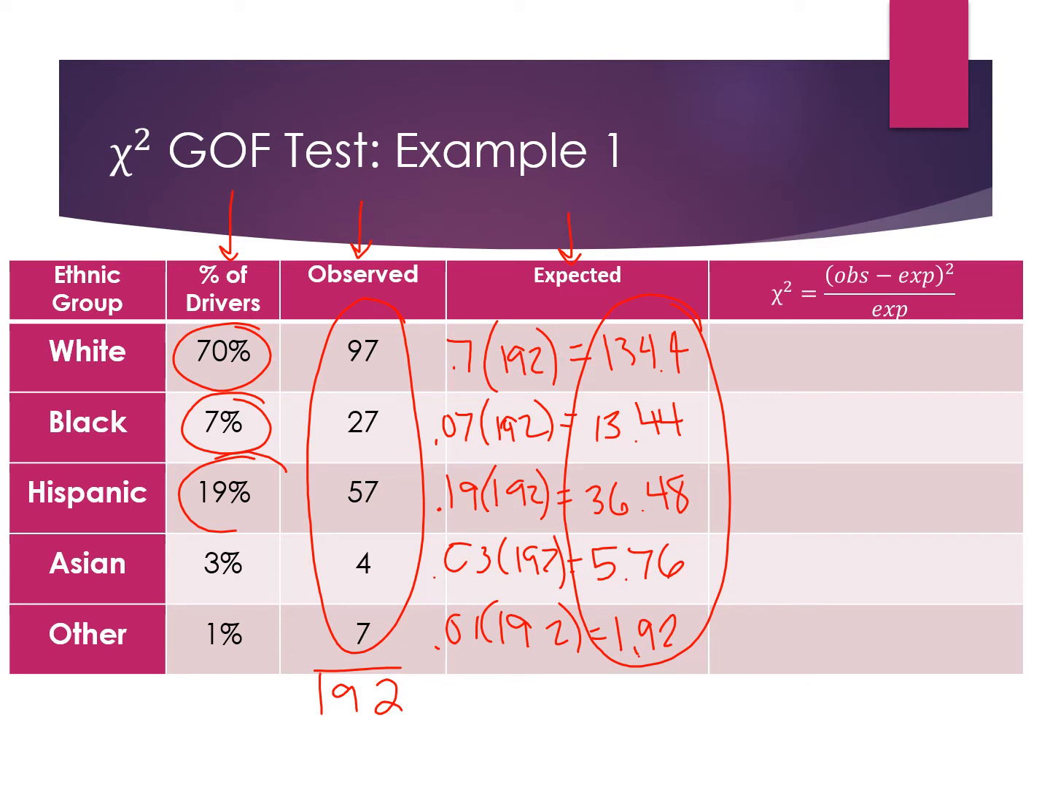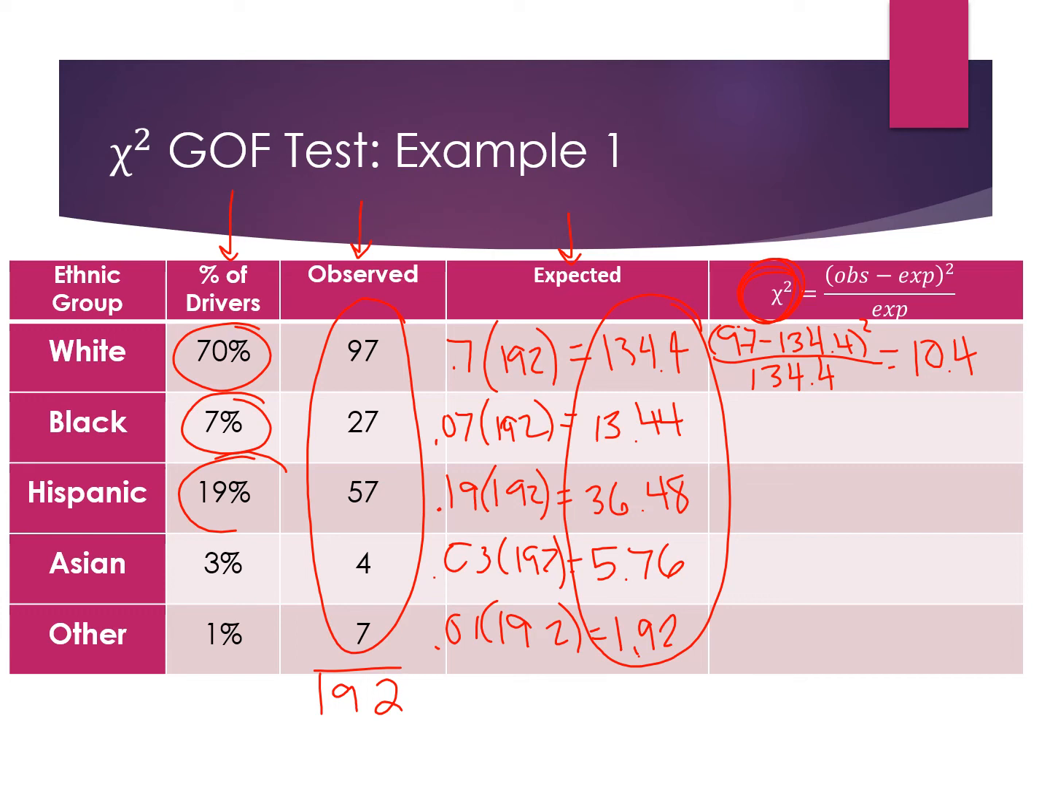So I'm going to come over to the last column and we're going to calculate our chi-squared values for each one of these ethnic categories. This is going to be the observed value minus the expected value squared over the expected value. So this first one would be 97 minus 134.4 squared over 134.4. And I'm getting 10.4. I'm just going to use one decimal place here.